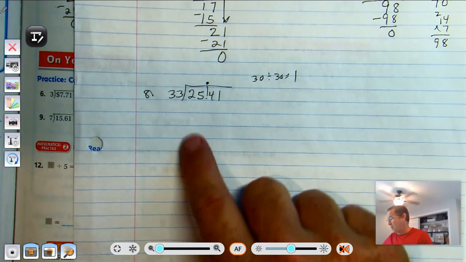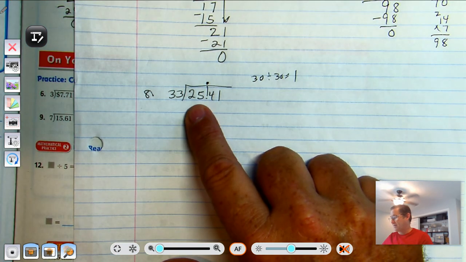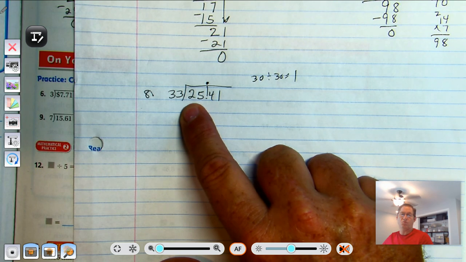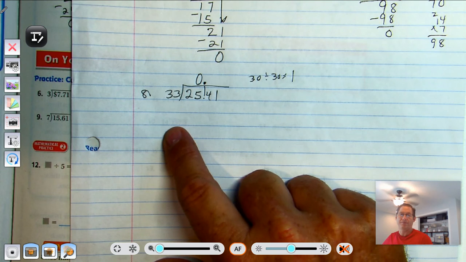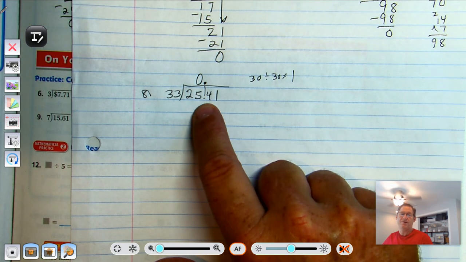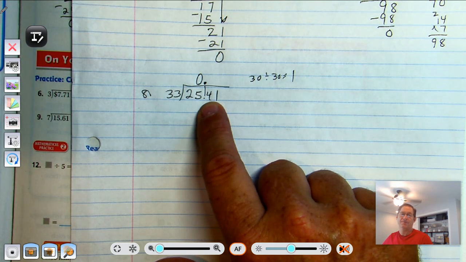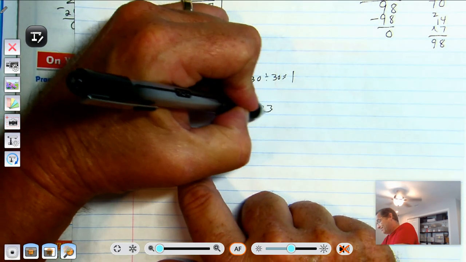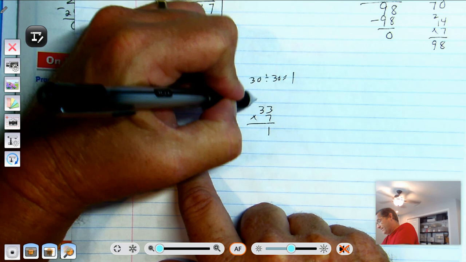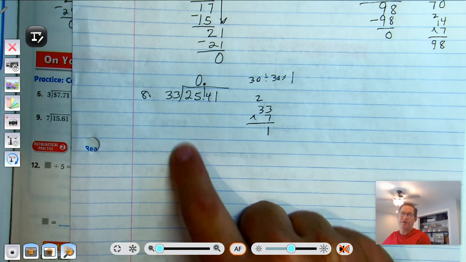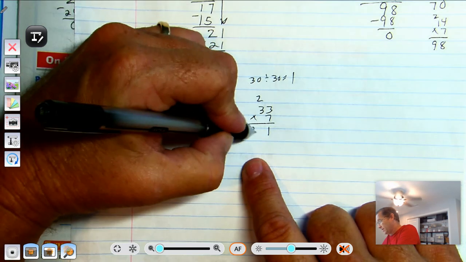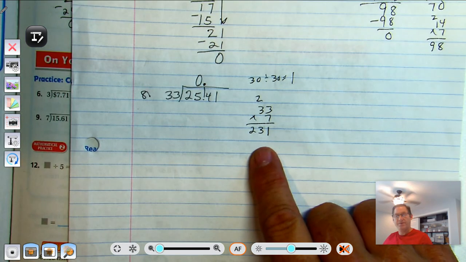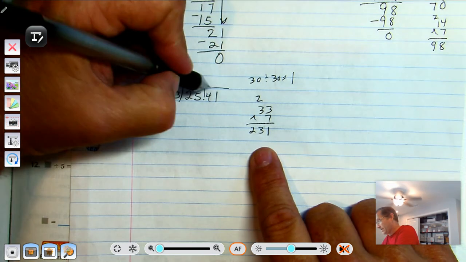All right. So I can't share 25 with 33 groups. So that's actually going to be a 0 there. So let's treat this as 254 tenths divided by 33. Let's try 7. 7 times 3 is 21. Regroup that as 2 tens and 1 one. 7 times 3 is 21, plus 2 more is 23. 231. Okay, so that's possible.